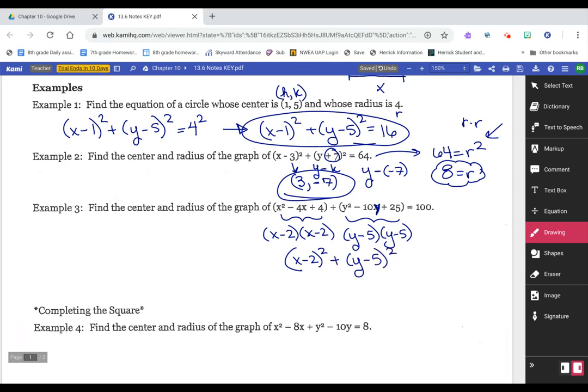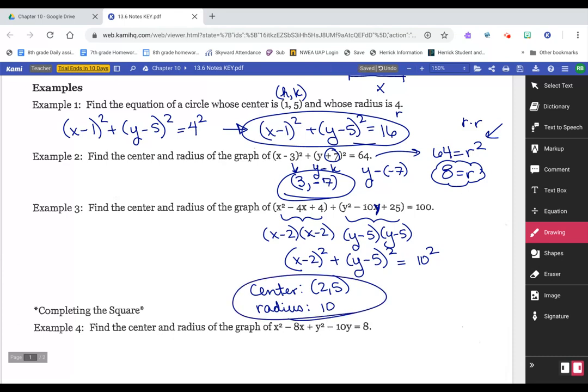So now we have (x − 2)² + (y − 5)². And for the 100, we could write this as 10 squared. Now we have the equation, which I gave you at the top of your notes. The center will be at (2, 5), because they're both subtraction signs, and your radius is already a number squared, so that'll just be 10.